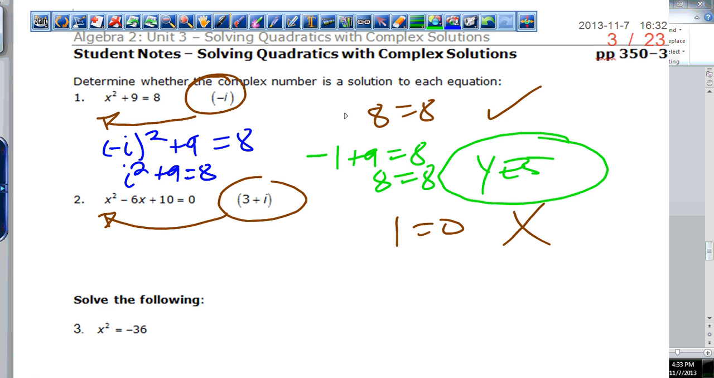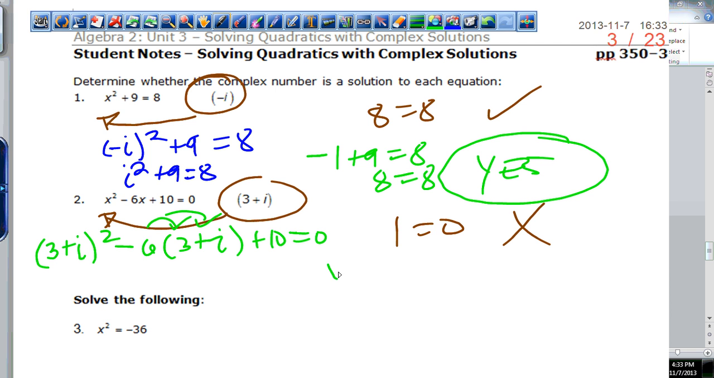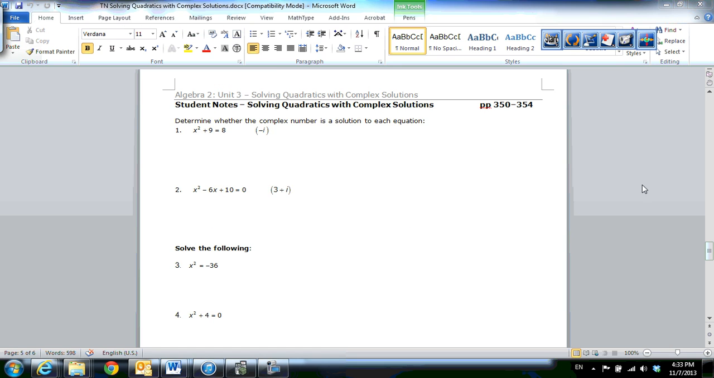Cool. Number 2, that one's a little trickier. I'll go ahead and show you a little bit of it. We got (3 plus i) squared minus 6 times (3 plus i) plus 10 equals 0. So distribute there, do a little box method. I would tell you the answer is yes, but go ahead and work that and see if you can get it to be yes. It's kind of a fun problem.